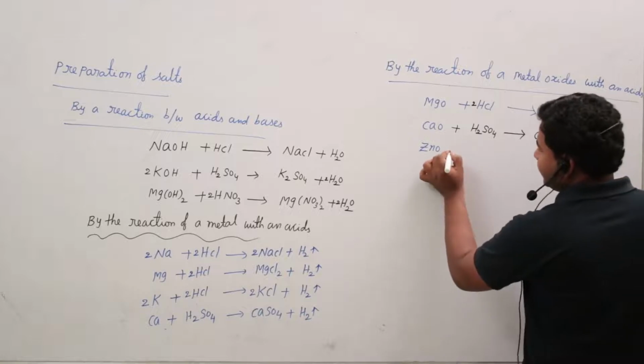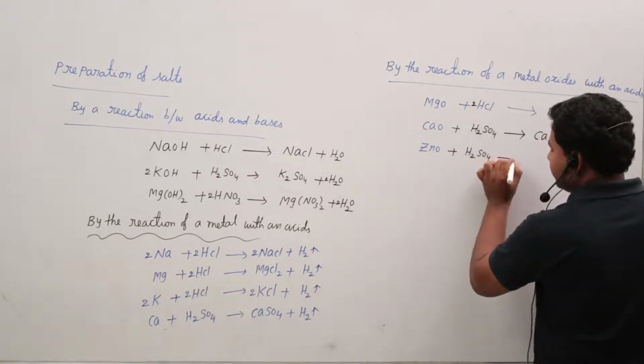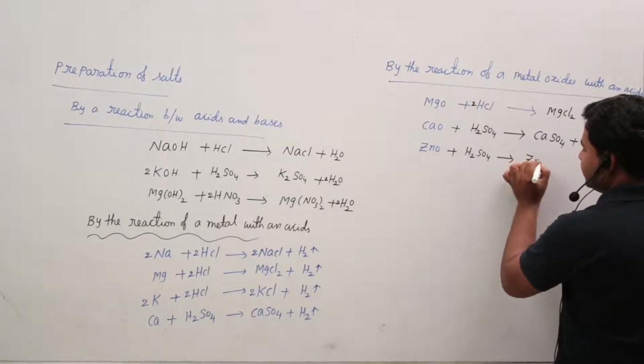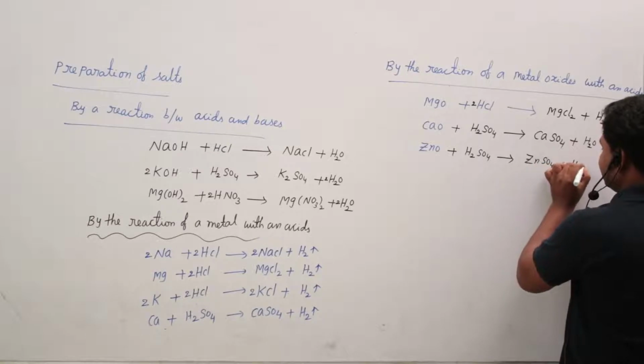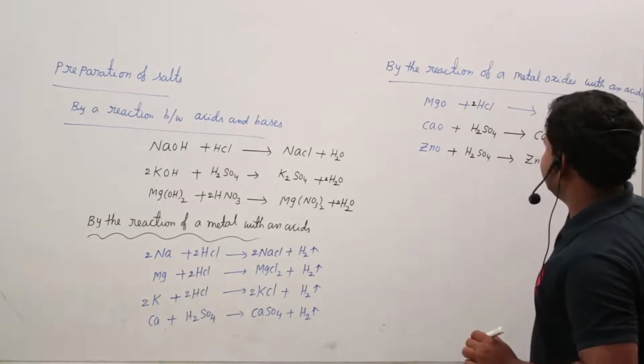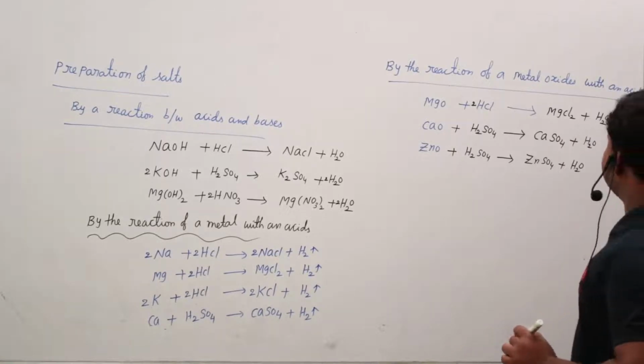Zinc oxide is reacted with sulfuric acid to form zinc sulfate, and water is produced. Okay, now these are the important reactions of metal oxides with acids.